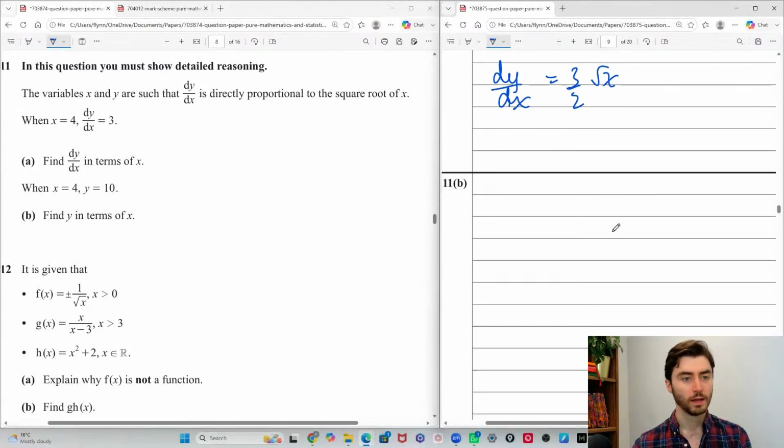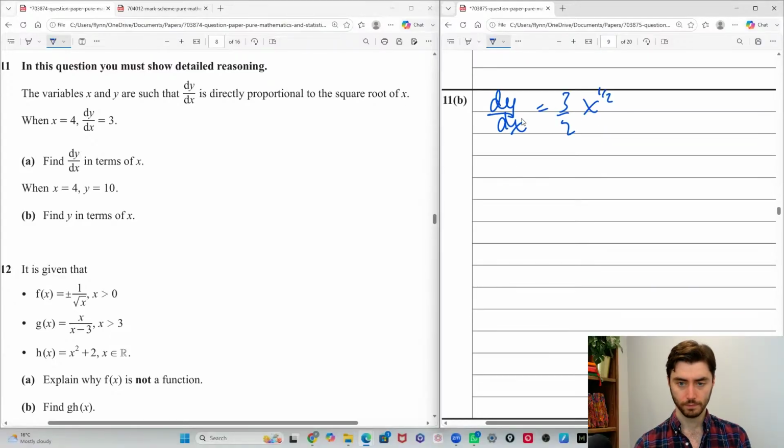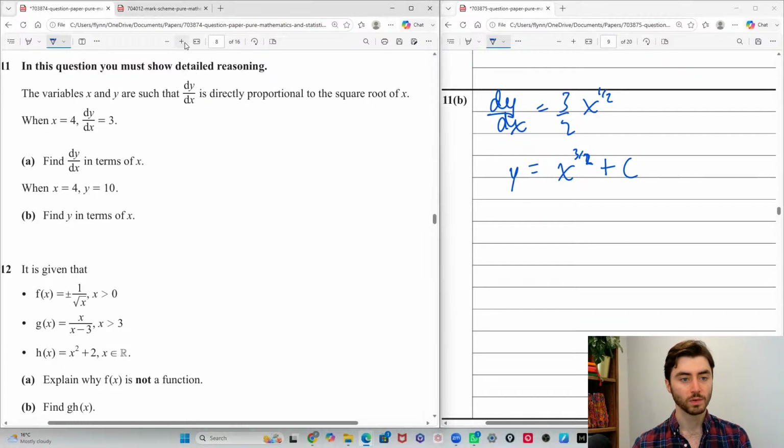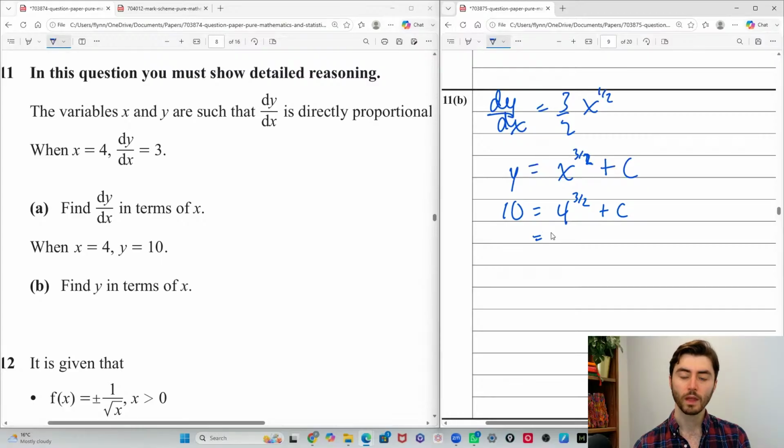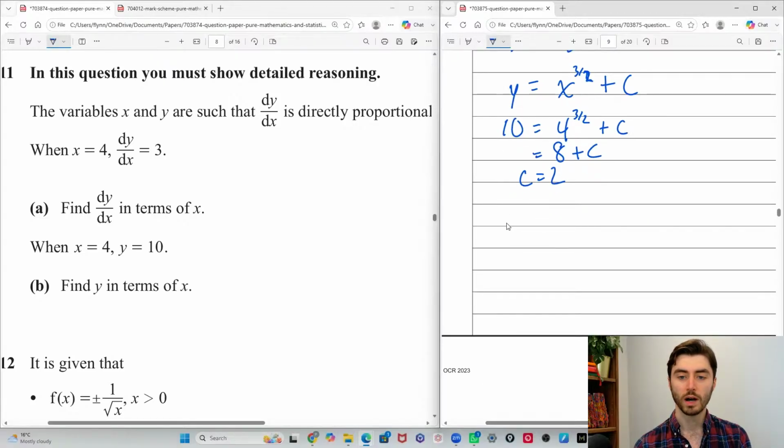Good. Now, we can integrate this and say that if dy/dx is equal to 3 over 2 x to the half, then y would be, raise the power, that becomes 3 over 2. You divide through, and then you add c. And we can plug in the fact that y is equal to 10 when x is equal to 4. So 10 is equal to 4 to the 3 over 2 plus c, which is equal to 8 plus c, and then c is equal to 2. Which means that y is equal to x to the 3 over 2 plus 2.